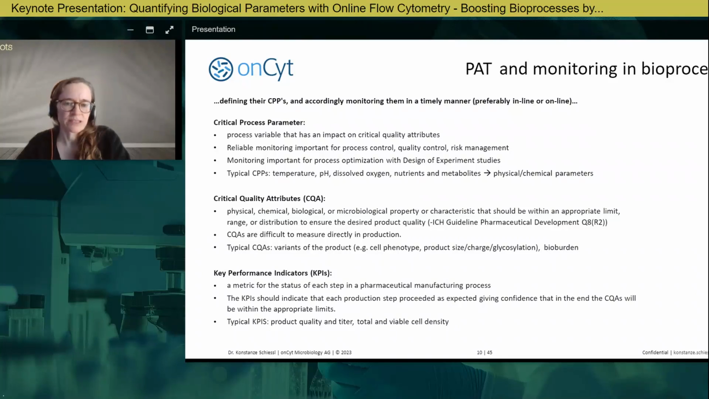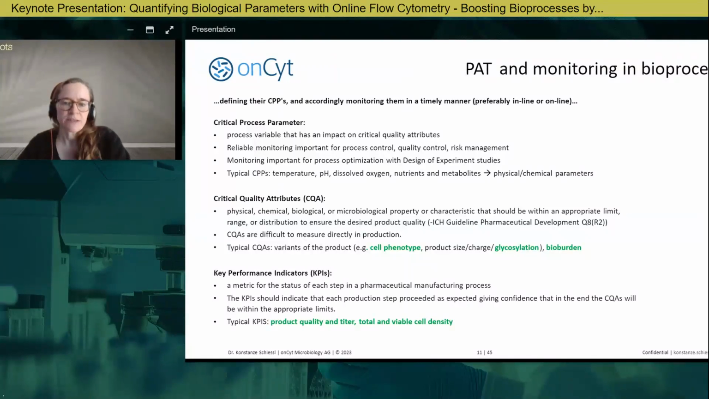So this can be product quality, product titer, like how high is the concentration, but also things like total and viable cell density, for example, of CHO cells in monoclonal antibody production. And other things highlighted here in green are things that a flow cytometer can measure. And so you see we are not here in the top range of fairly simple sensors for CPPs. We are more in the range of kind of complicated parameters that are already closer to the outcome of the process. But these things are typically really hard to measure automated and online.